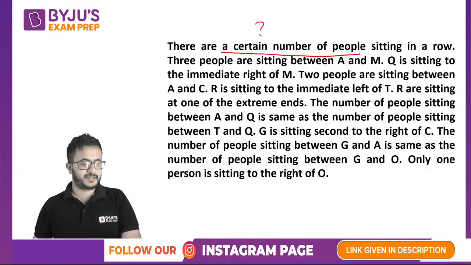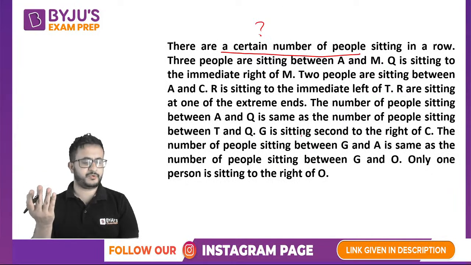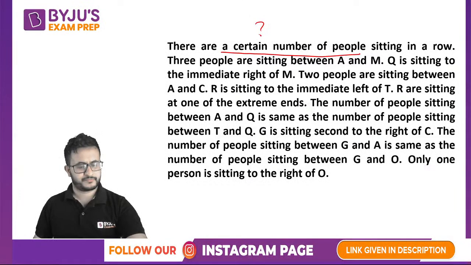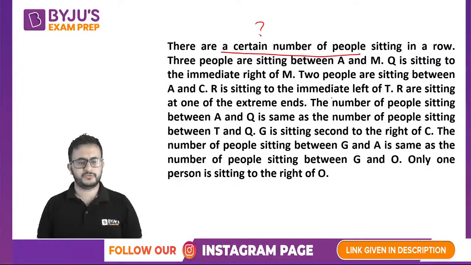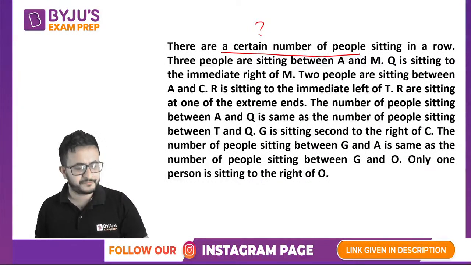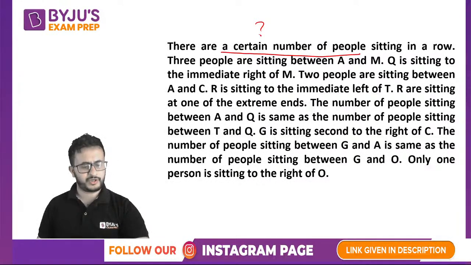Nine people? No, there are not nine people. There will be many more. The first thing is, these are the only people that we know. Apart from them, there are certain people that are also sitting in the row. So nine is you counting the number of people whose names are given. What happens in these kinds of questions is we are given certain people whose names are given. Apart from that, some people are not given to us, which are also present in that arrangement.